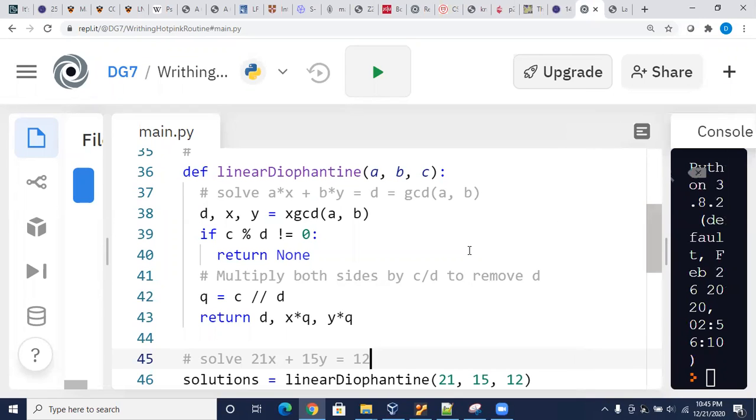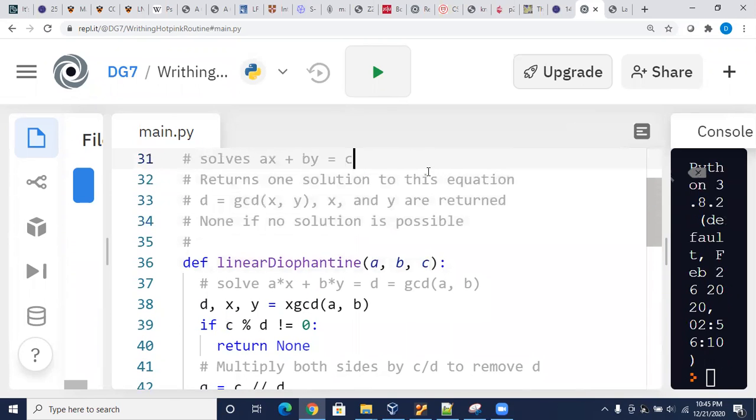Hello, welcome back. In this segment, I will quickly show you the solution of a linear Diophantine equation implementation. The program takes three arguments, a, b, c. The goal is to find x and y such that a times x plus b times y equals c.